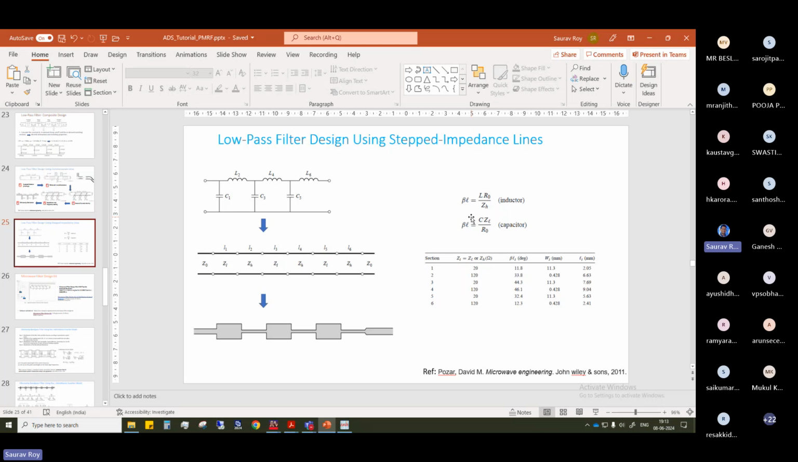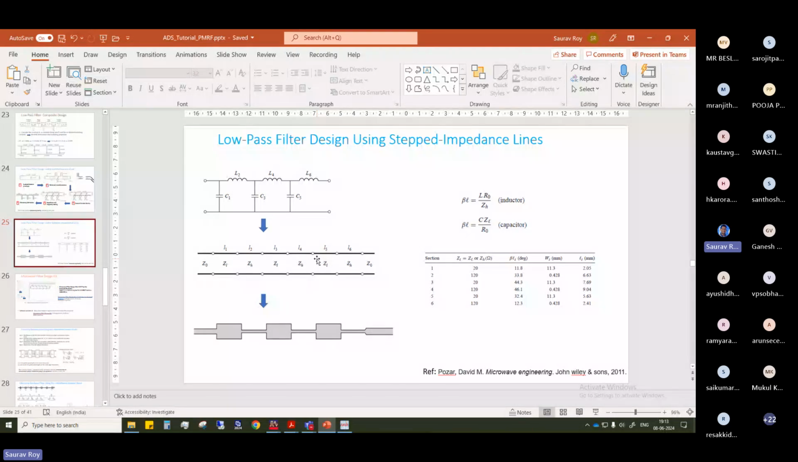Now there is no hard and fast rule there. It will basically depend on the fabrication limits. If you take a very thin line, like a 5 ohm characteristic impedance line, the line length will be very thin. That might go to some millimeter or sub-millimeter, and it might be difficult to fabricate. So you have to take something appropriate which can be fabricated. That's why we fix something there.